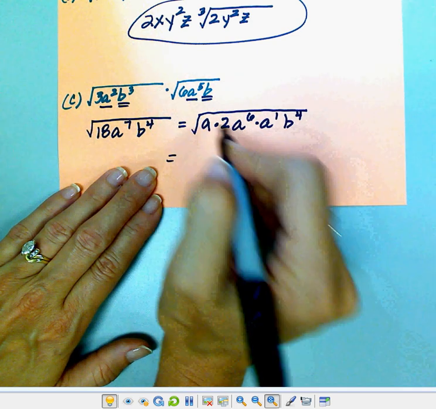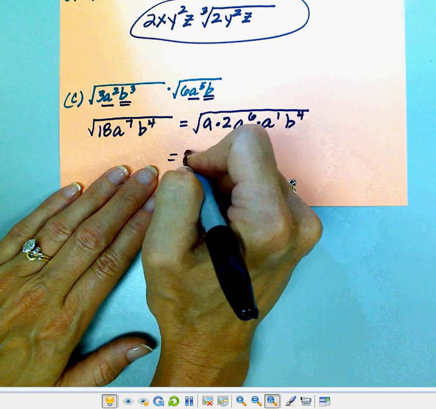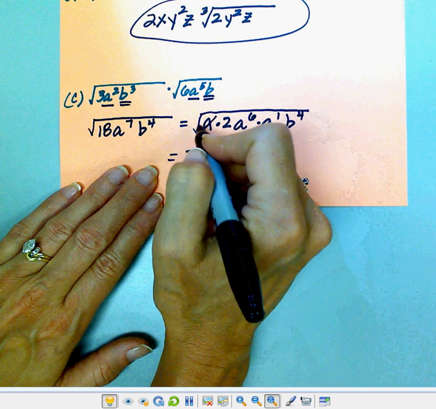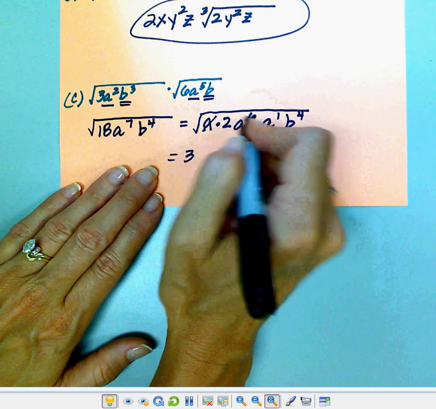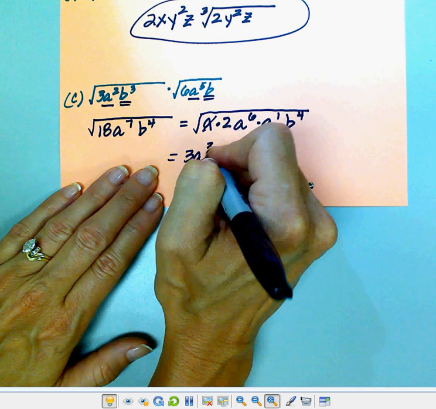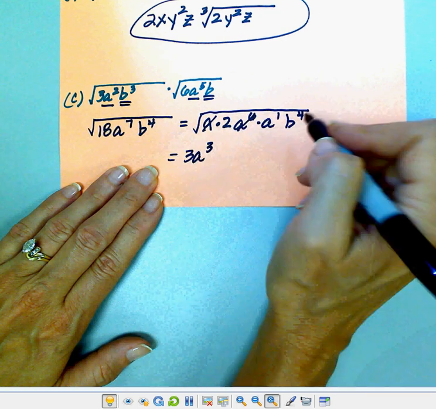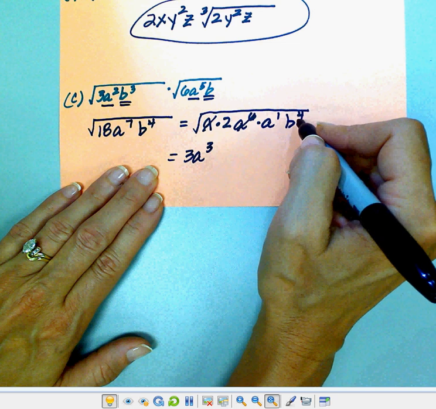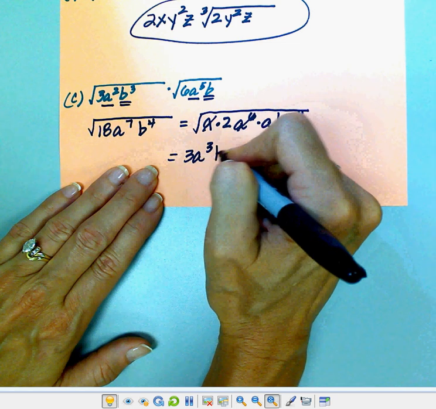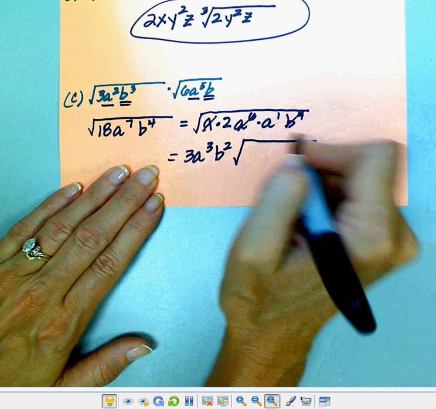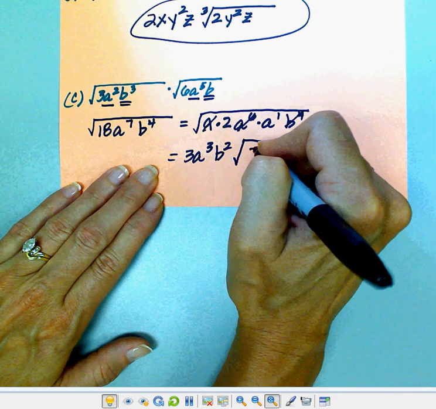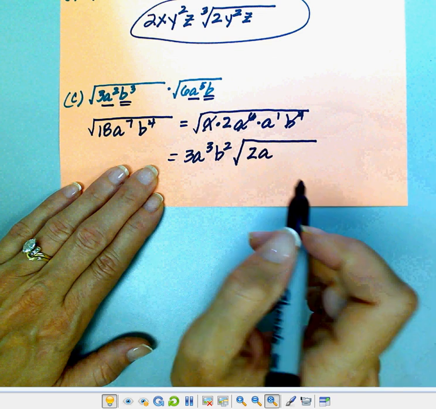Simplify or bring out all of your perfect squares. So the square root of 9 is 3. The square root of a to the 6th is the same as a to the 6th divided by 2, which is a to the 3rd. The square root of b to the 4th is the same as b to the 4th divided by 2, which is b squared. Rewrite all of your non-perfect squares. So I have a 2 and I have an a left underneath there.